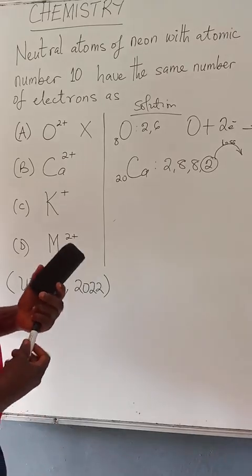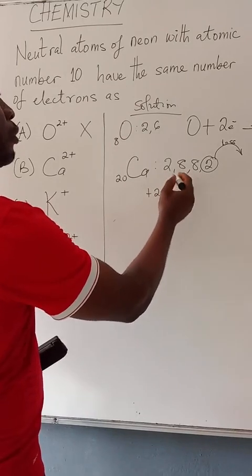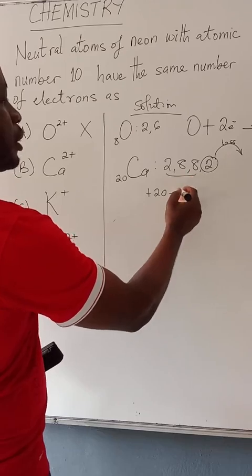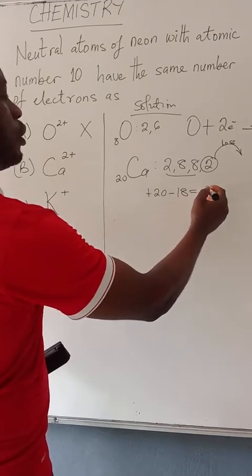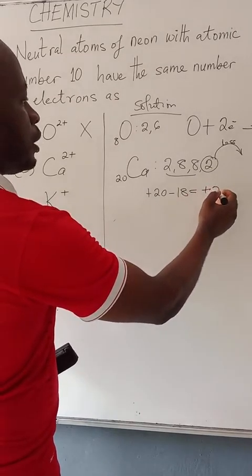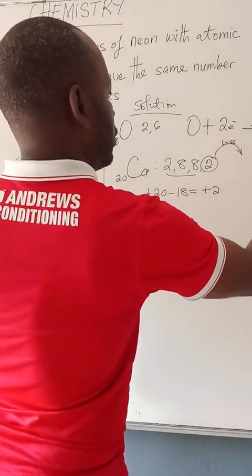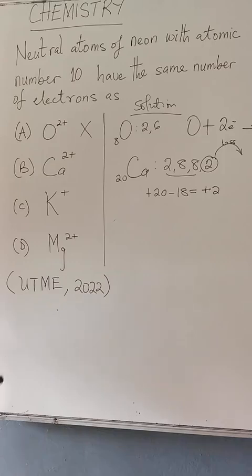And when it loses the 2 electrons, remember we say plus 20. If it loses 2 electrons, it's going to now have 18 electrons remaining, and each has a minus charge. So plus 20 minus 18 equals plus 2. Is that clear? So the chemical symbol of the calcium ion is Ca2 plus. That's what we have here, Ca2 plus.